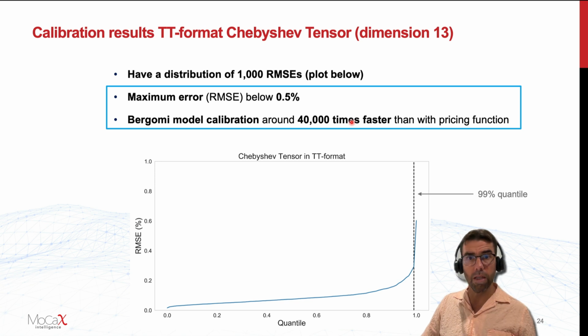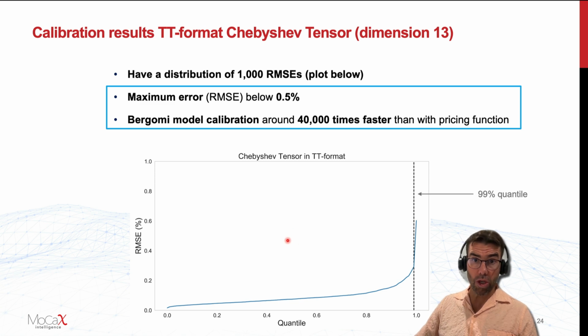Let's go to the second model in which the dimension was 13. In this case, again, we have 1,000 root mean square errors. And then we see that the maximum error is 0.5%, and the calibration through the Chebyshev tensor, the AI version of the model, was around 40,000 times faster than the model itself. So again, good precision to the order of magnitude of the model itself, and much faster, so that the calibration exercise then can be done in a much more efficient way.